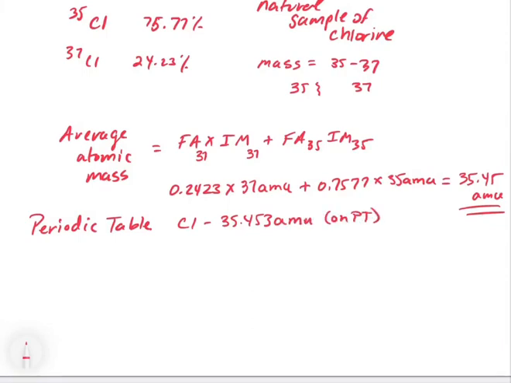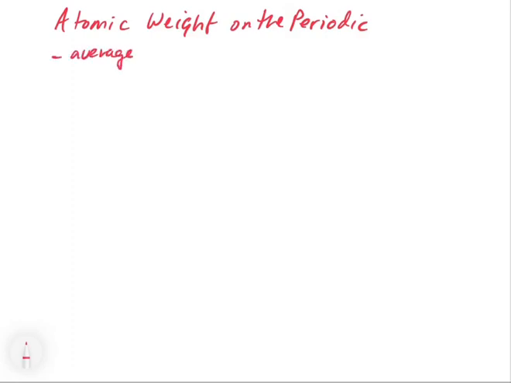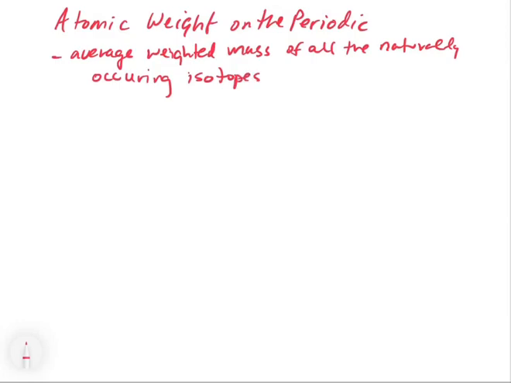On the periodic table, what's listed is what we call the average atomic mass, so the atomic weight on the periodic table is the average weighted mass of all the naturally occurring isotopes of an element. So when you look on the periodic table, the mass that's there is not going to be the mass of any one particular isotope. It's going to be the average mass of all the isotopes.